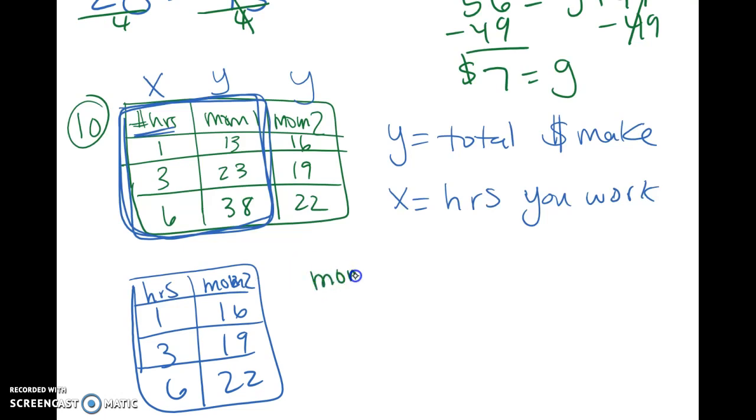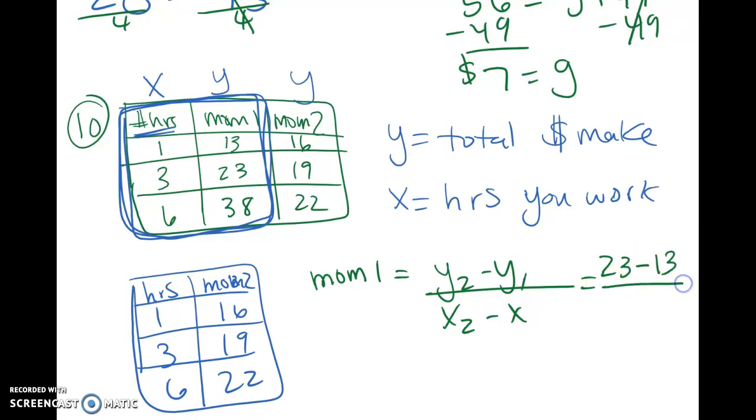So let's say for mom 1, let's set up the slope formula. Remember, it's y2 minus y1 over x2 minus x1. So what's my y2? 23 minus, what's my y1? 13. And then on bottom I have what? 3 minus 1. So 23 minus 13 is 10. 3 minus 1 is 2. So how much money do you make an hour with mom 1? $5. Okay? So mom 1, I have y equals $5 per hour.